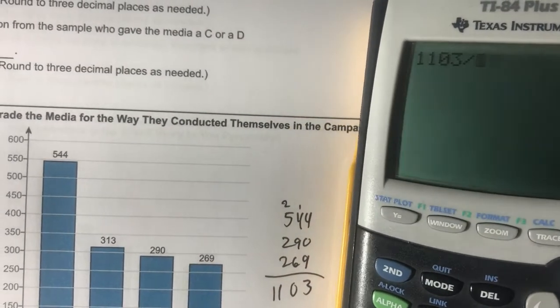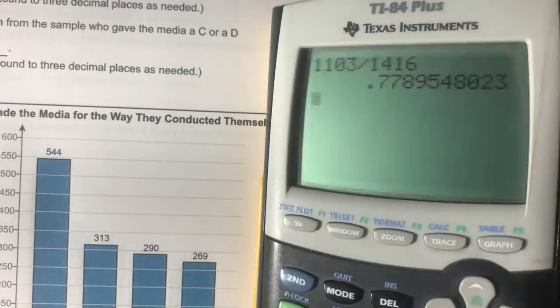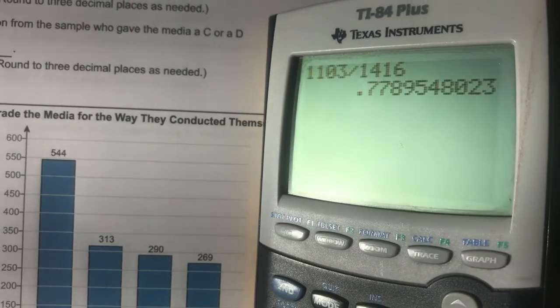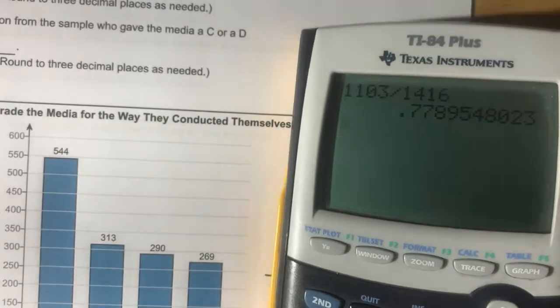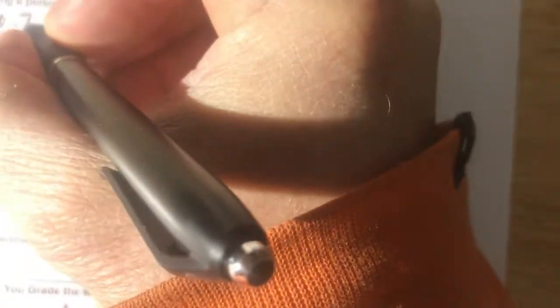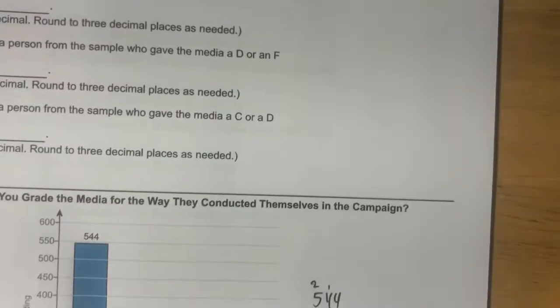1103 divided by 1416, and I got 0.7789. You see that? 778, and the 9 makes the 8 go up to 9, so 0.779. And that's right. See? Okay.